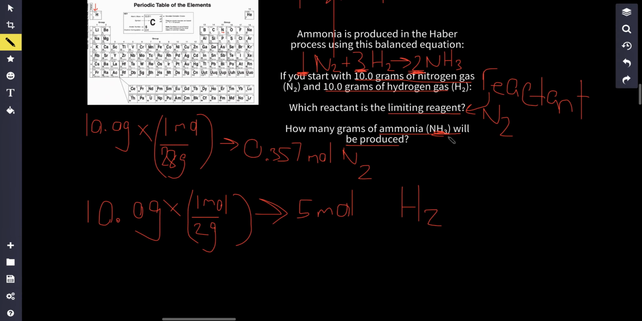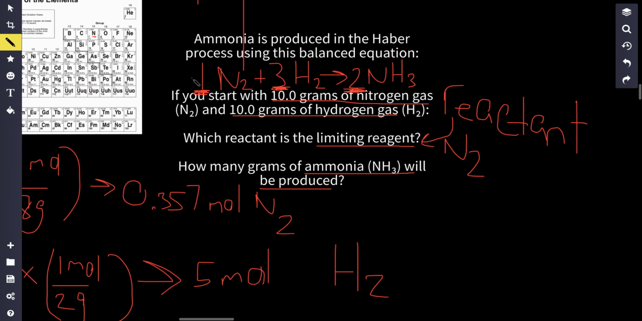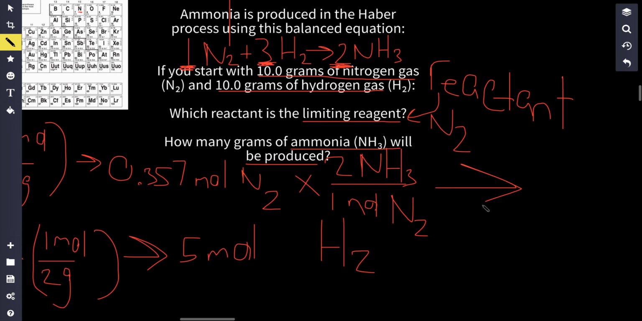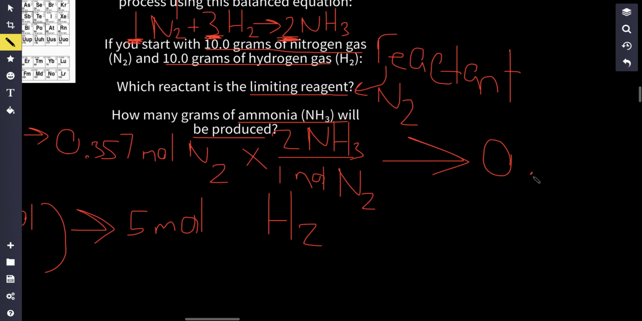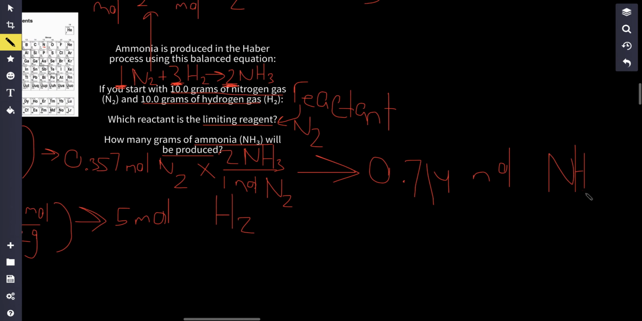All right, so how many grams of ammonia will be produced? Well, notice here how I have 0.357 moles of N2, and for my mole ratio, for every mole of N2 that I have, it's going to produce 2 times the amount of product, NH3. So I'm just going to multiply this by 2. 0.357 times 2 is going to be 0.714 moles of NH3 produced.